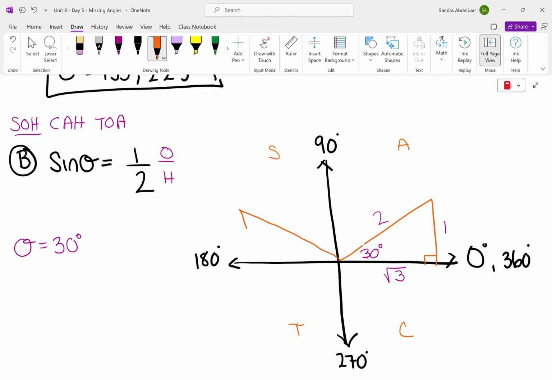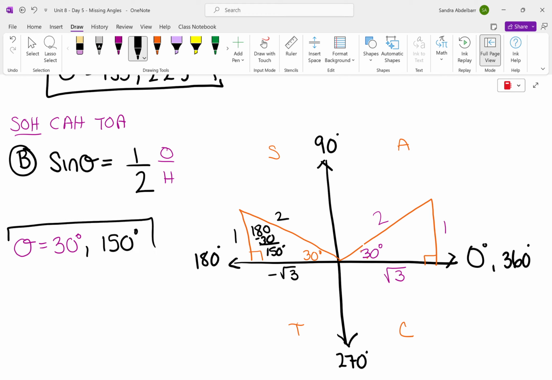Okay, now let's do the same thing, but now let's make this triangle in quadrant 2. And again, once you find your reference angle, it's the same reference angle in all the triangles. It's a negative root 3. Okay, so now if we're 30 degrees in quadrant 2, how do I find what that's equivalent to? 180 minus 30. You got it. So now this angle will be 180 minus 30, which is 150. So theta is 30 degrees or 150 degrees.